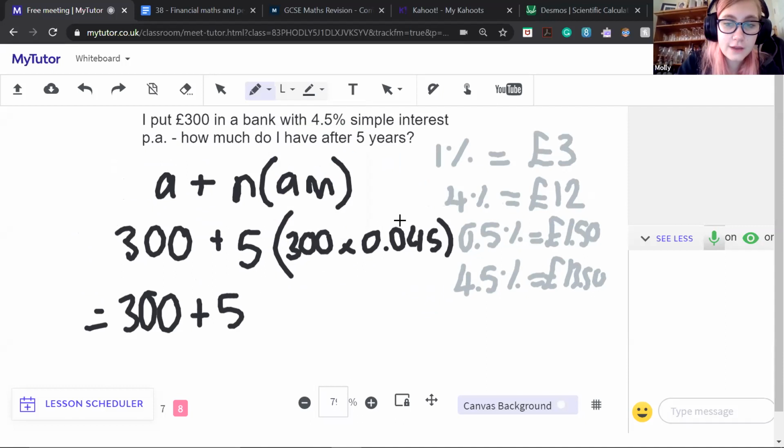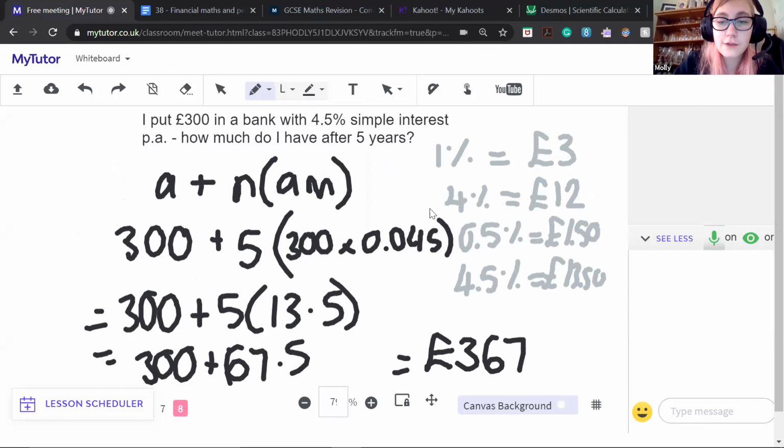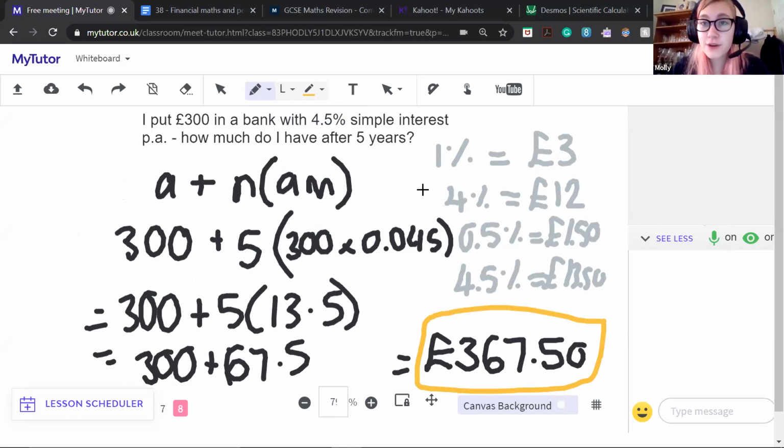So then this becomes 300, add on 5 lots of £13.50, which is 300 add, I think it's 67.5. So we get 367.5. A couple of people did this, which is really good: whack a 0 on the end. Make sure that it's 2 decimal places, because that's just how money is written, as I said. But that was brilliant. I think every single person who sent in an answer got that right. So that's really encouraging.